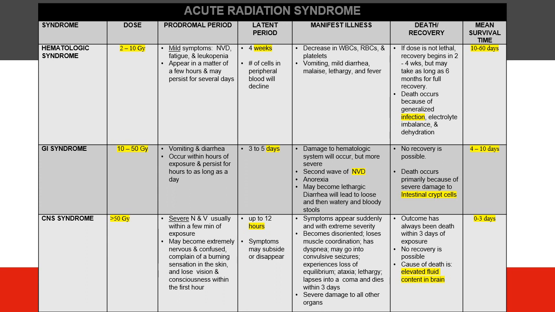Well, with this particular person to whom I'm referring, they did everything possible with medical intervention to keep him alive longer than the 3 days. And he was in horrendous pain, and they couldn't use enough morphine to keep him calm. So they tortured the man, essentially. As far as death and recovery, the outcome has always been death within 3 days, except for that one exception where they had extreme medical intervention. No recovery is possible, and the cause of death was eventually elevated fluid content in the brain. But we've had more than one person die from this too. There have been a lot of accidents that have happened.